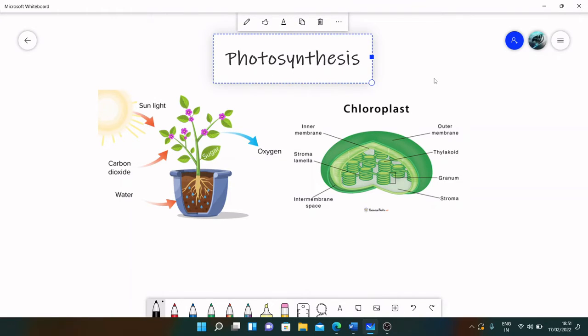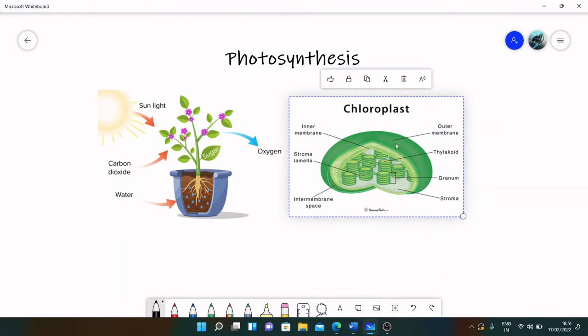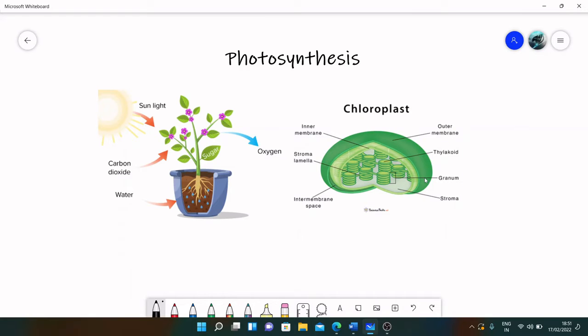Photo means light. This is the structure of a chloroplast. We don't need to know the different parts of it, but this is how it looks.